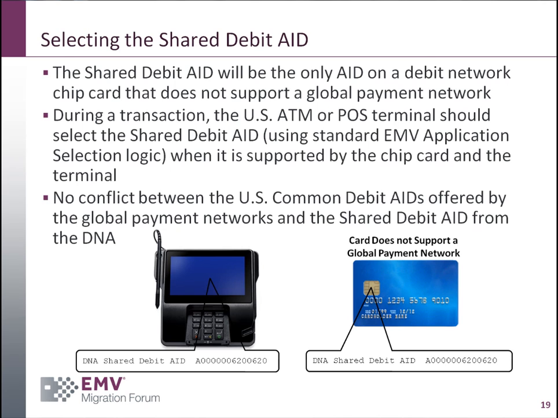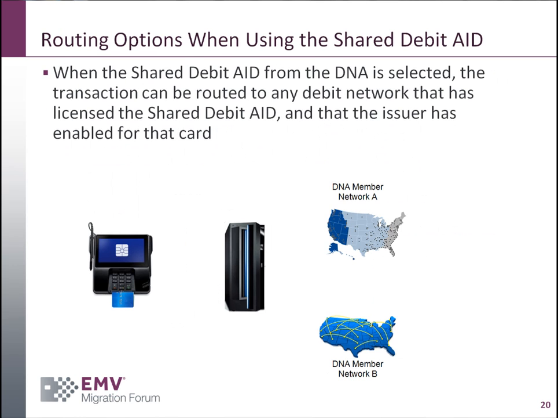There is no conflict between the U.S. Common Debit AIDs offered by the global payment networks and the Shared Debit AID from the DNA, since a U.S.-issued debit chip card should contain only one of these debit AIDs. When the Shared Debit AID from the DNA is selected for a transaction, then the transaction can be routed to any debit network that has licensed the Shared Debit AID and that the issuer has enabled for that card.